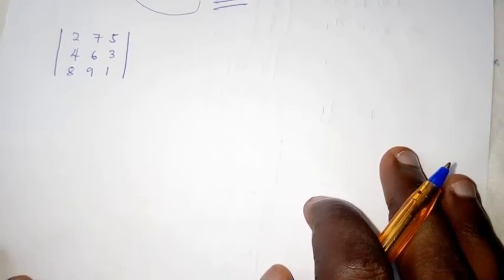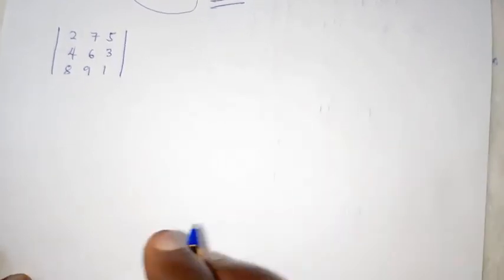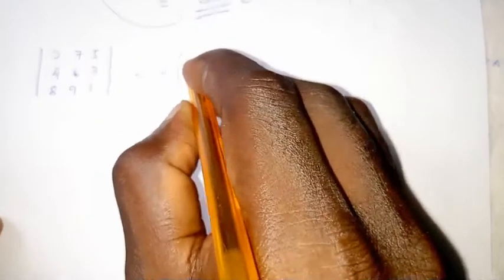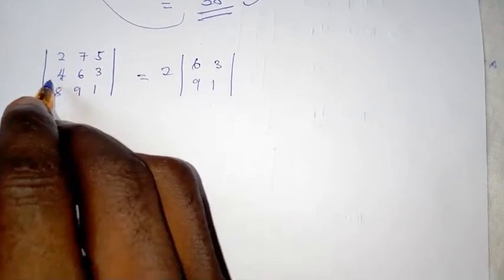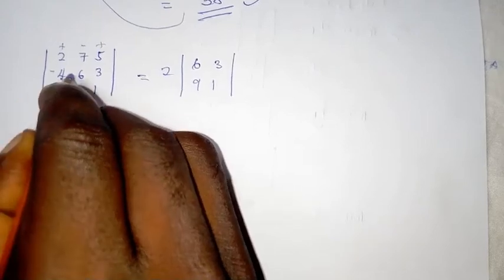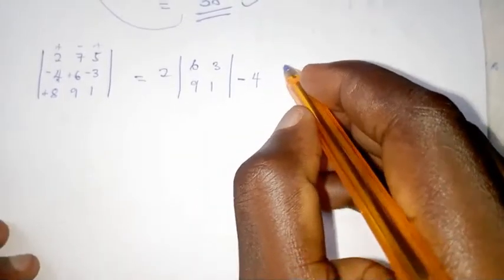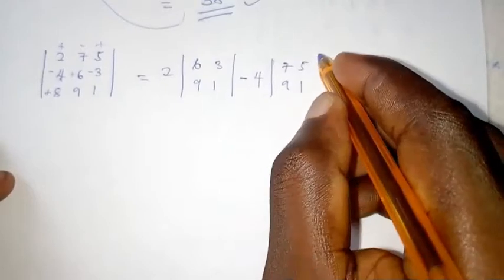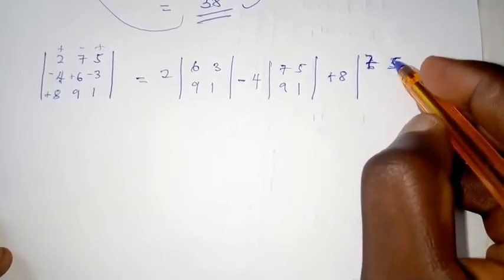As I said, we can choose to expand along any row or column in the same way, so long as we have our signs placed correctly. Now I'm going to pick the first column and see if we get the same answer. So 2 multiplying its minor, which is 6, 3, 9, 1. Then for the 4 here, the signs are plus, minus, plus, so here it is minus 4 multiplying its minor, which is 7, 5, 9, 1. And then plus 8 multiplying its minor, 7, 5, 6, 3.